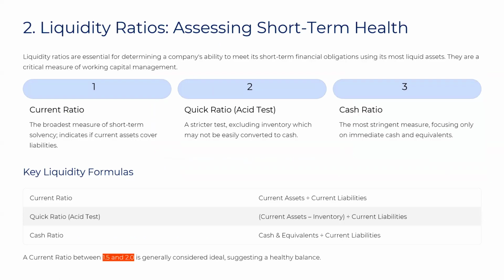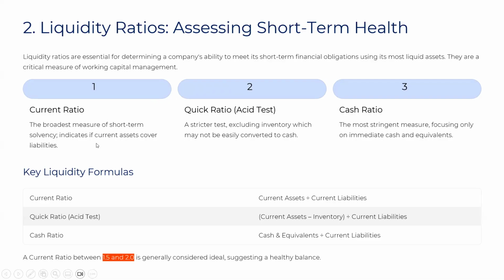Liquidity ratios are used to assess short-term health. I've already explained what liquidity means. It means that you are trying to measure the working capital of the business. So there are three major liquidity ratios that we'll be using in our financial analysis class. We have the current ratio, we have the quick ratio, then we have the cash ratio.